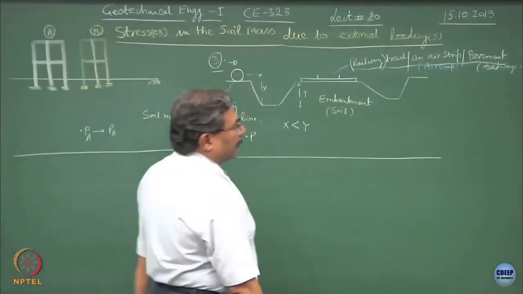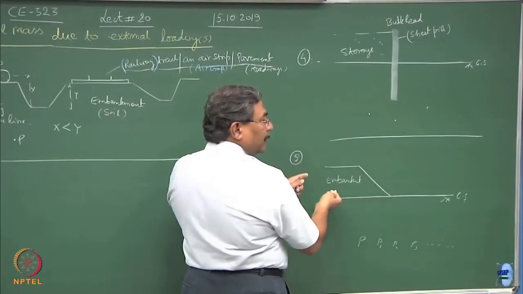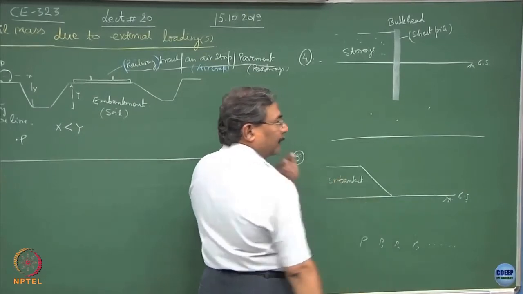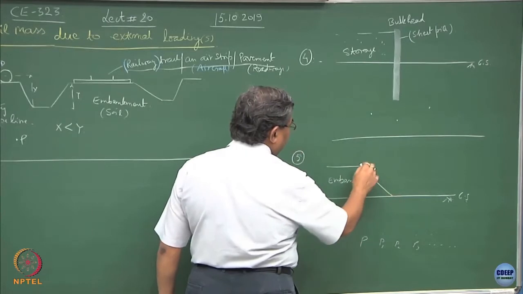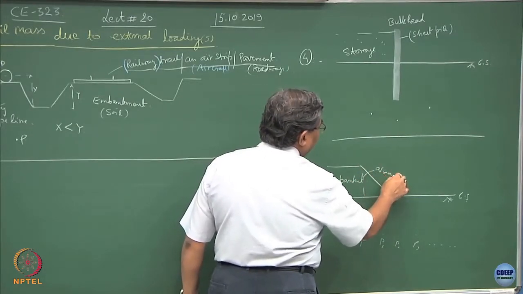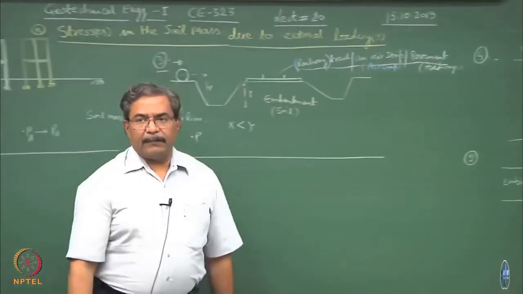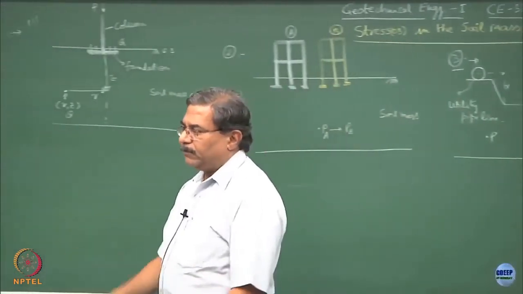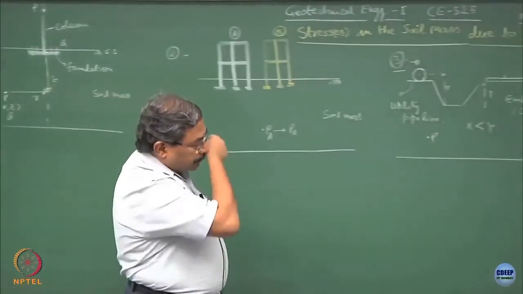What has changed over here is that the type of loading which we have has become a triangular loading. At this point the loading intensity is 0. As you go this side, the loading increases to Q max and then it remains constant. So, this becomes a typical loading condition which we are imposing on the soil mass.